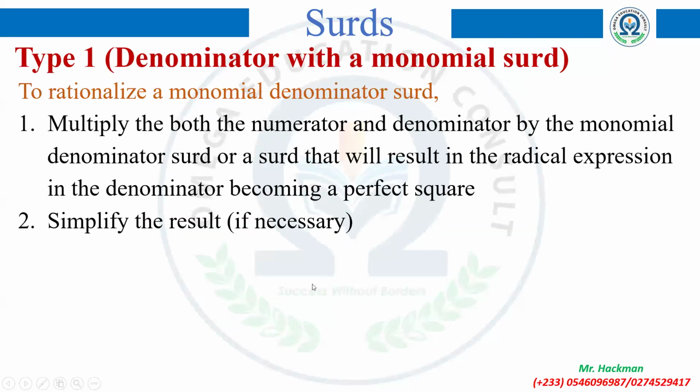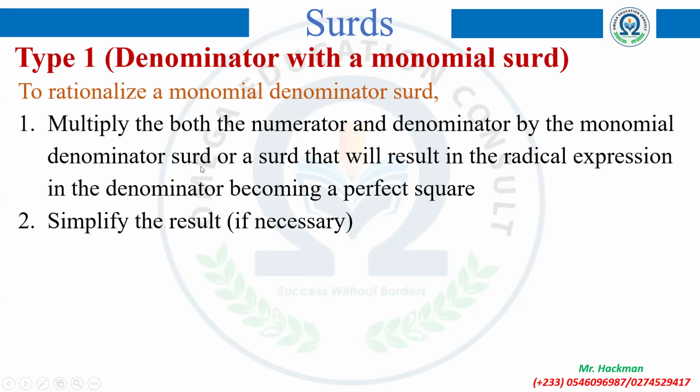Type 1: when your denominator contains a monomial surd. Remember we did types of surds, and realize the monomial surd is a surd containing only one term. So here your denominator will contain only a one-term surd. If you have that situation, how do we deal with that? To rationalize a monomial denominator, this is the first step: multiply both the numerator and the denominator by the monomial denominator surd.